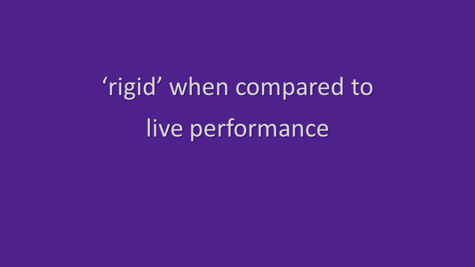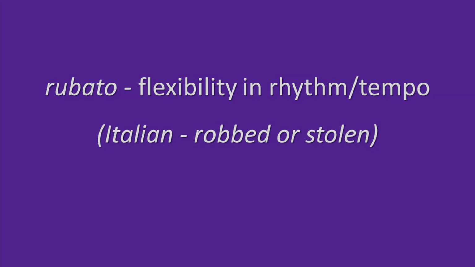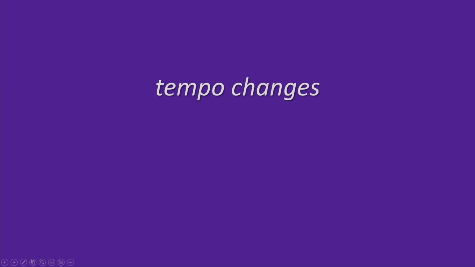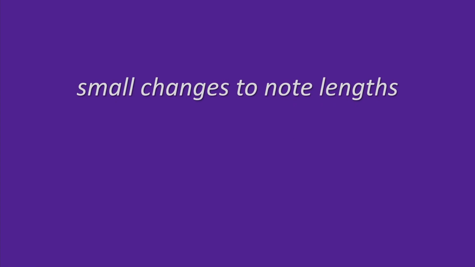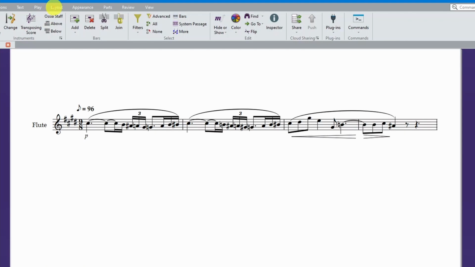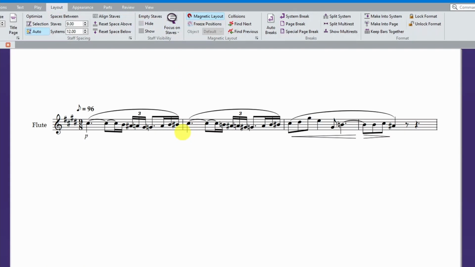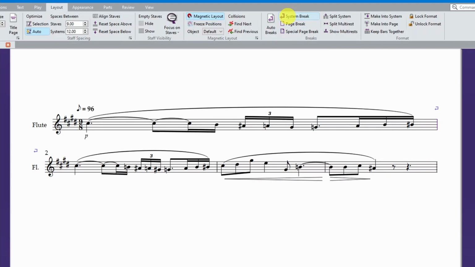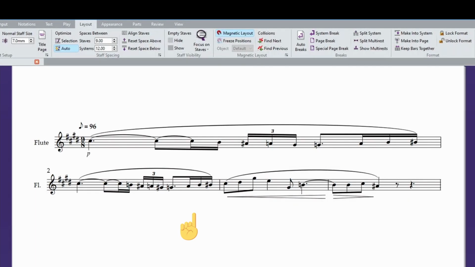I'm sure you noticed how rigid it sounds when compared to a typical live performance. So the first thing we're going to do is add some rubato. We'll do this in two ways. Firstly, by indicating tempo changes, and then by adding very small values to existing note lengths. But before doing anything here, I'm going to put a system break at the end of the first line, because you'll notice that once the tempo, accelerando and ritardando markings are added, it will be so crowded that it will be difficult to read. First, we'll input some tempo changes.